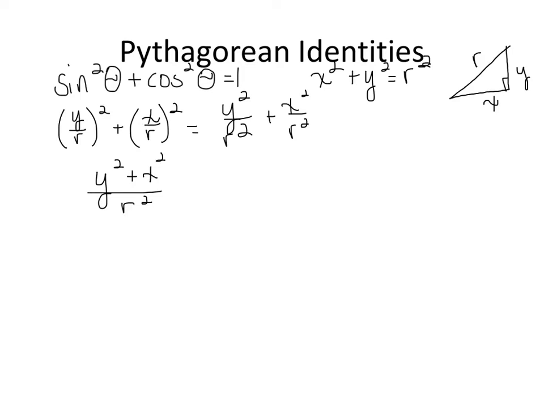Well, I know that x squared plus y squared equals r squared, so I can replace y squared plus x squared with r squared, but I have to keep my denominator of r squared. Now anything over itself is 1. So what we've done is we have proven that sine squared of theta plus cosine squared of theta is in fact equal to 1.